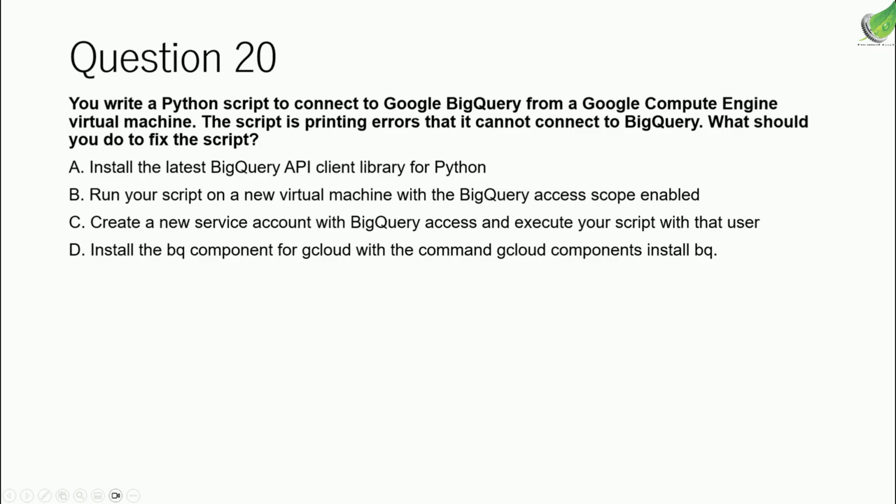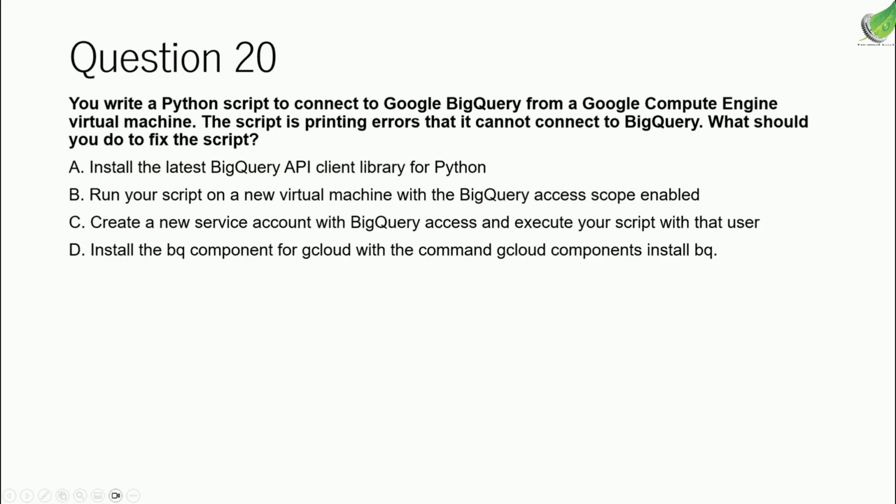Now let's look at option D. This is incorrect because BQ is a command line tool for interacting with BigQuery from a terminal, as part of the Cloud SDK. The problem here is with a Python script using the Python client library, not someone running BQ commands in a shell. Installing this component would have no effect on the Python script's ability to connect.